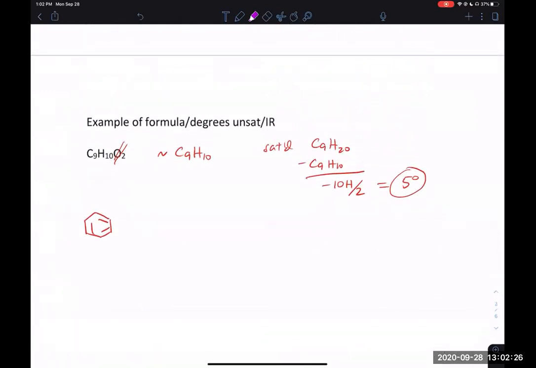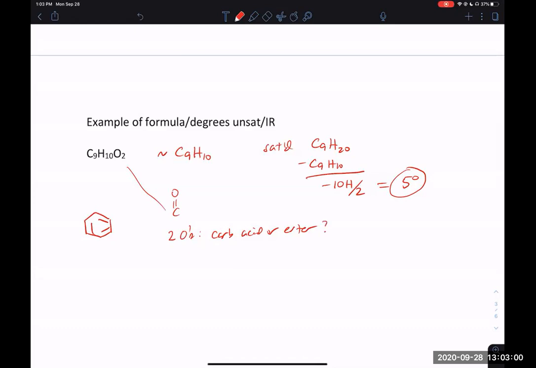Take a look at the formula if you're not sure. It was C9H10O2. I've got oxygens. What do you think also is probably in there? C double bond O. Particularly when I see O2, my first thing I know I want to be sensitive to, since there's two oxygens, is a carboxylic acid or an ester. That was actually the first thing I noticed before I even did the degrees. I have two oxygens. I'm like, carboxylic acid or ester?